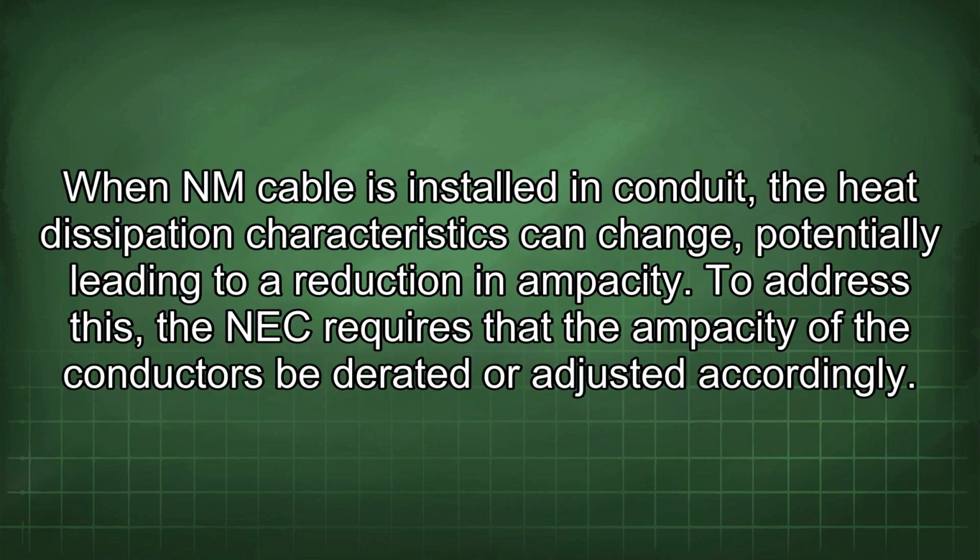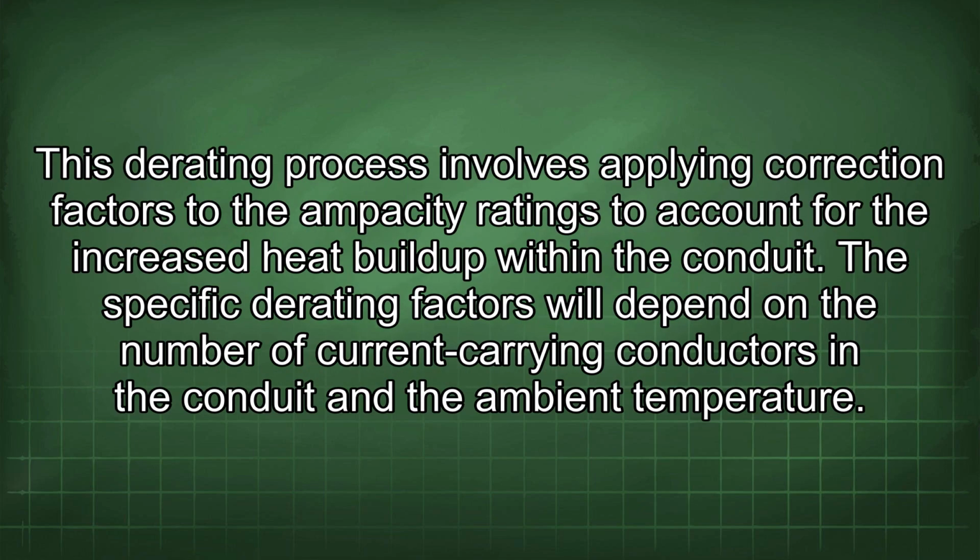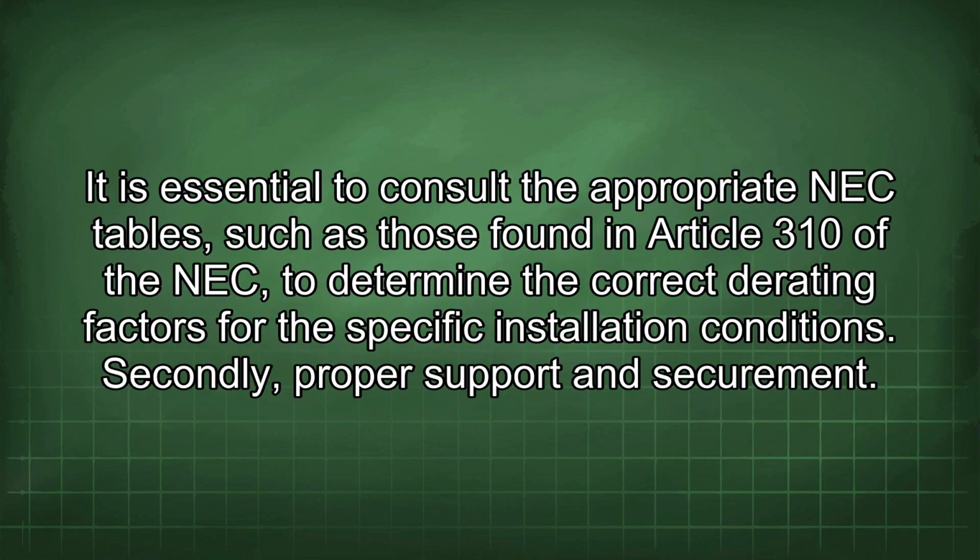When NM cable is installed in conduit, the heat dissipation characteristics can change, potentially leading to a reduction in ampacity. To address this, the NEC requires that the ampacity of the conductors be derated or adjusted accordingly. This derating process involves applying correction factors to the ampacity ratings to account for the increased heat buildup within the conduit. The specific derating factors will depend on the number of current carrying conductors in the conduit and the ambient temperature. It is essential to consult the appropriate NEC tables, such as those found in Article 310 of the NEC, to determine the correct derating factors for the specific installation conditions.